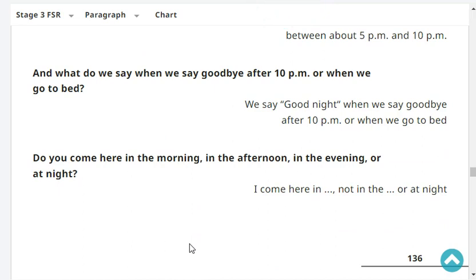And what do we say when we say goodbye after 10 p.m. or when we go to bed? We say good night when we say goodbye after 10 p.m. or when we go to bed.